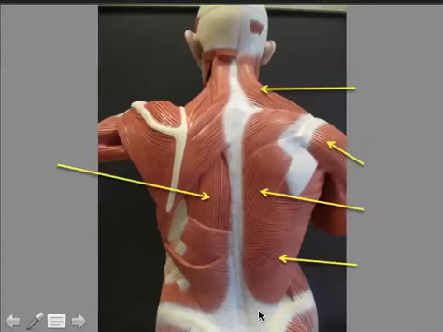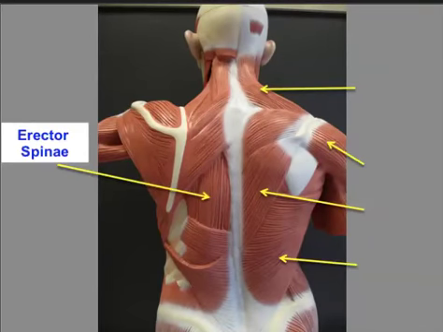This is a view of the back. This is the superficial side, and this is the deep side. This is the erector spinae. This is one of the muscles that helps you stand up straight. You can tell its action from its name: it erects the spine. Down here is the latissimus dorsi.